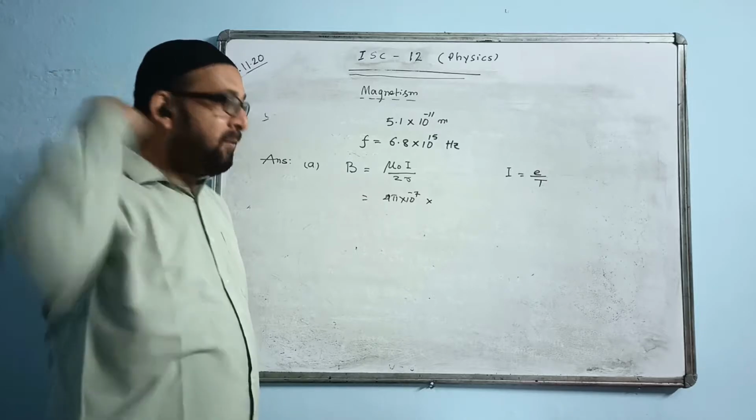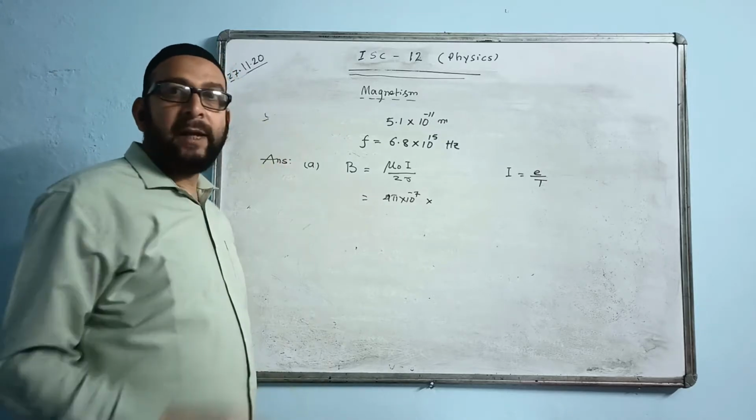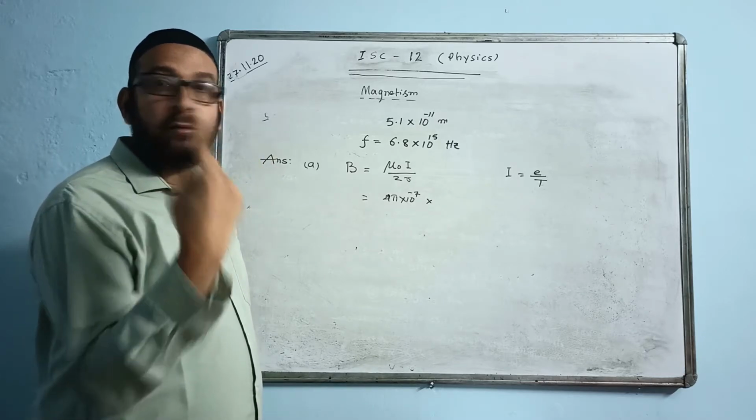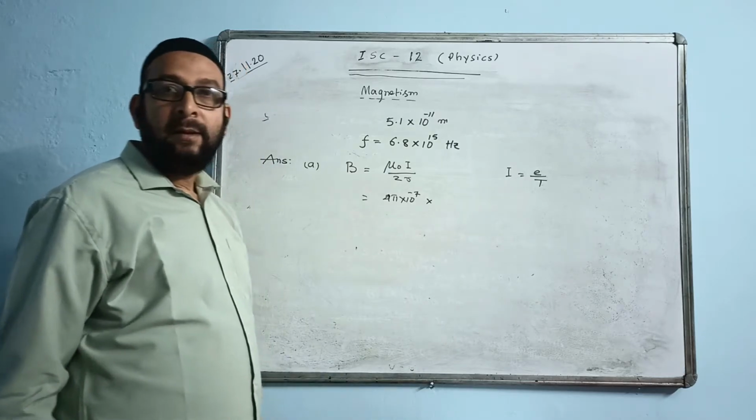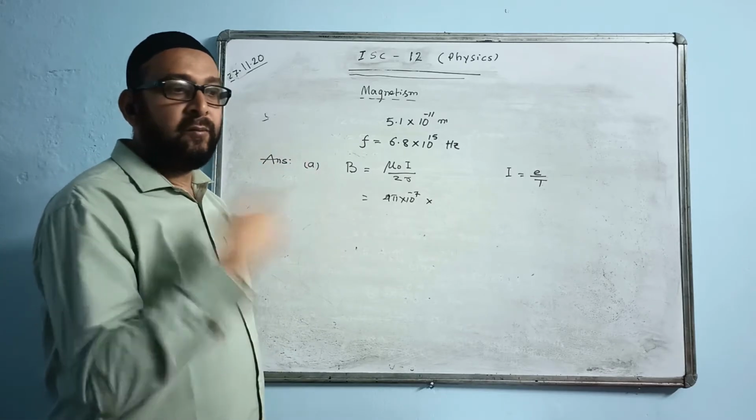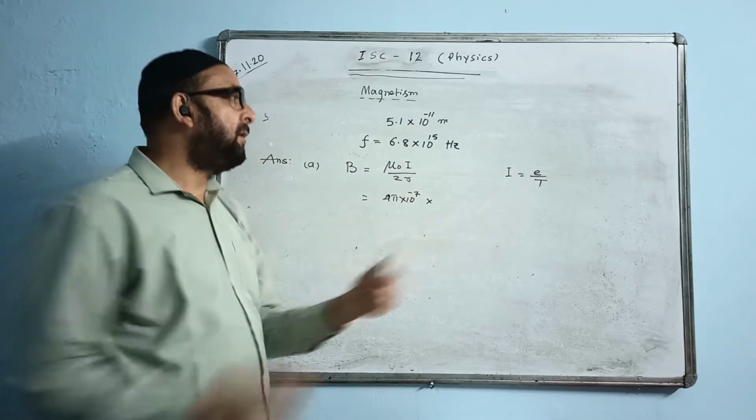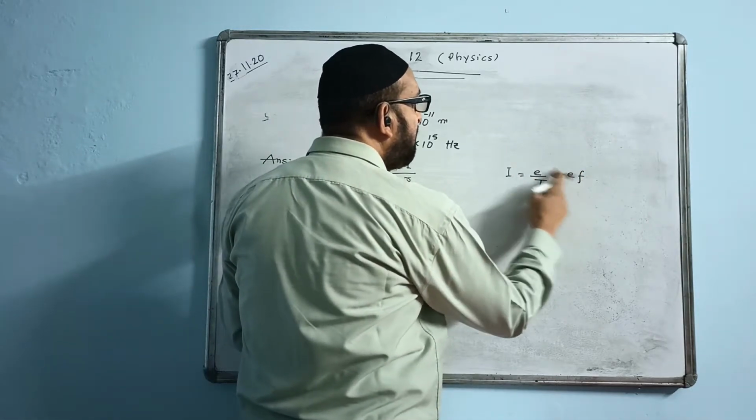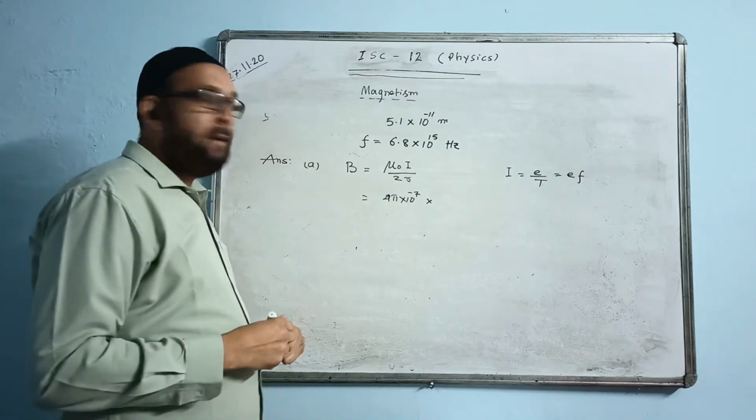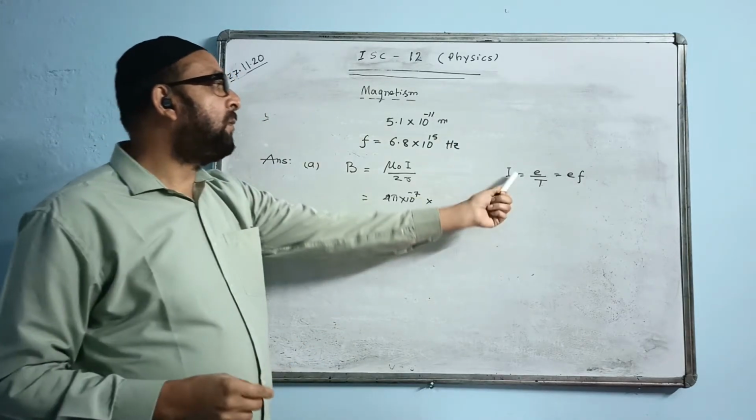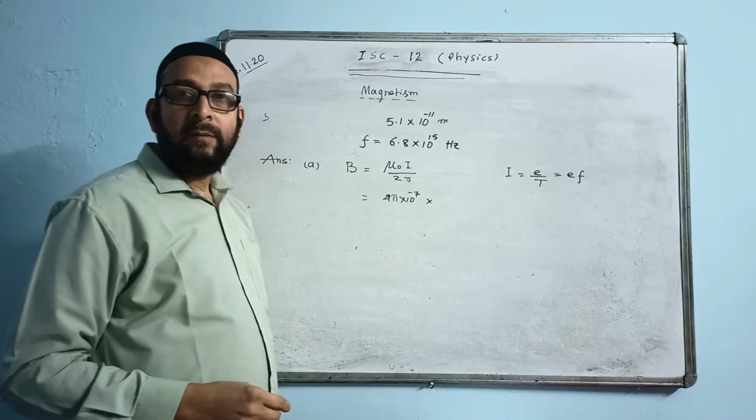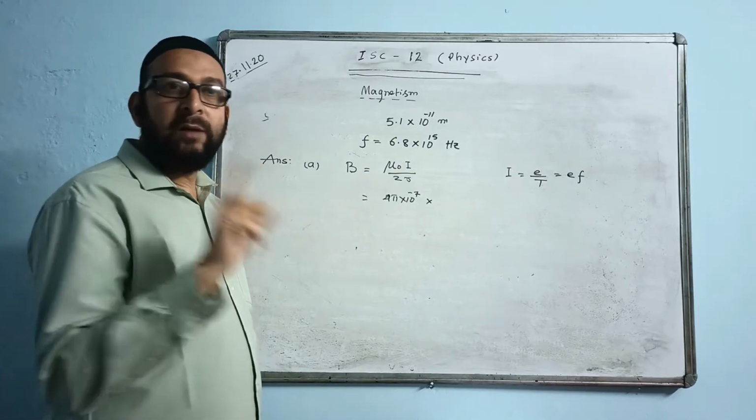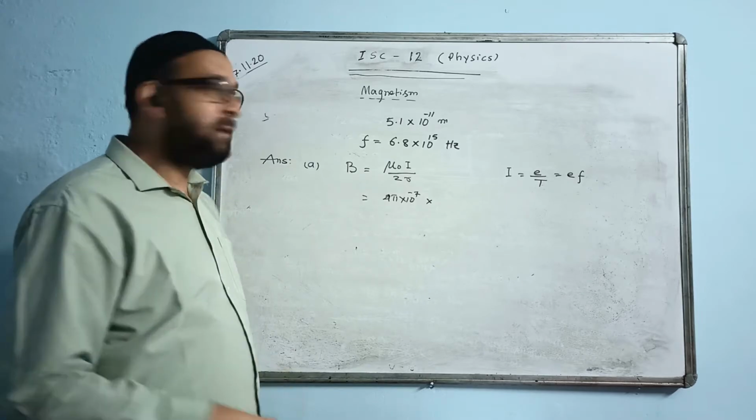I is equal to charge upon time. But it is an electron, because hydrogen atom has got only one electron. That means the charge value is E, upon time of one revolution, that is called time period. This 1 by T becomes E into F, because F is equal to 1 by T. That is how we find current: I equal to EF. If there are more electrons, we get QF. But here it is only one electron.